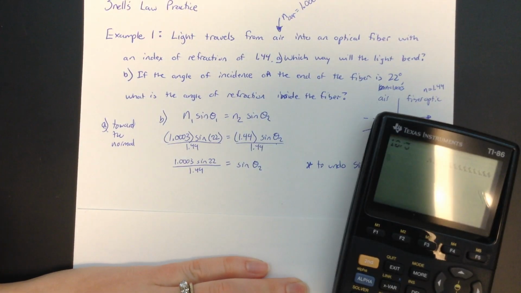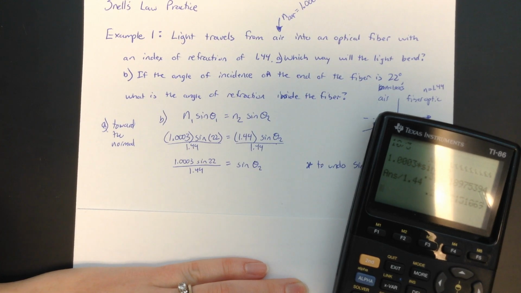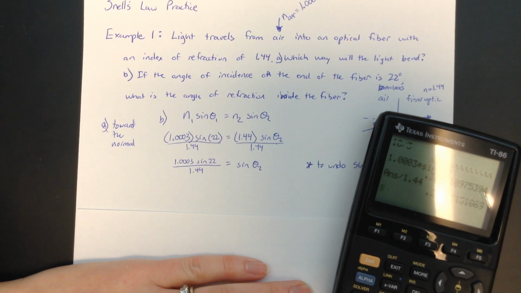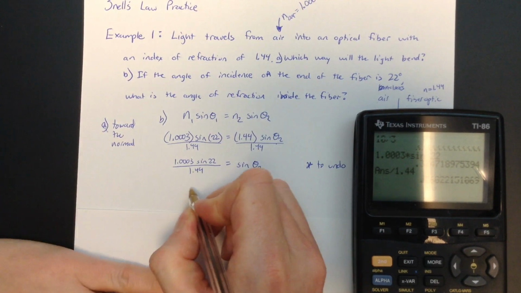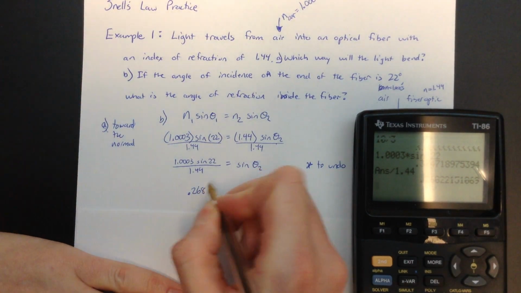So at this point I might go ahead and actually plug something into my calculator. So I've got 1.0003 times the sine of 22. At this point, it might be good to make sure that you're in degrees and not radians. And then I'm going to divide that by 1.44. Sometimes I just like to make sure that it's doing things the way I want it to. And so that is the number. So I've got 0.26.